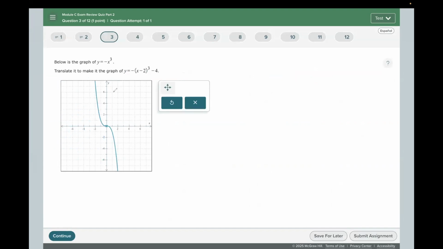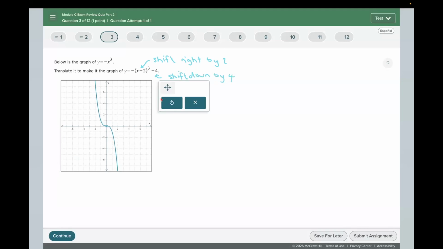This one's saying, we saw an example of this previously, but below we have the graph of negative x cubed. We're going to translate it to make the graph of y equals negative quantity (x minus 2) cubed minus 4. So we already took care of the negative out front. Here, because it's x minus 2, so this minus 2 is attached to the x, we're going to do the opposite of what you'd think. So this is going to be a shift to the right by 2. And -4 means shift down by 4.